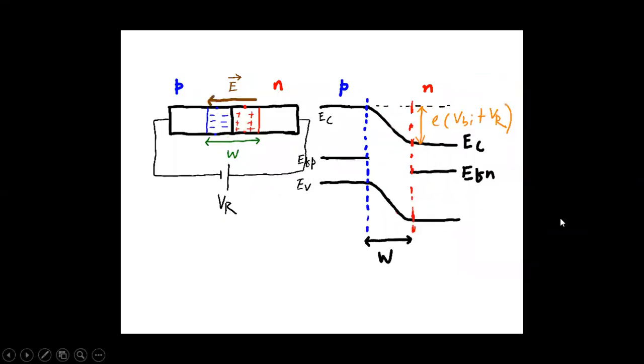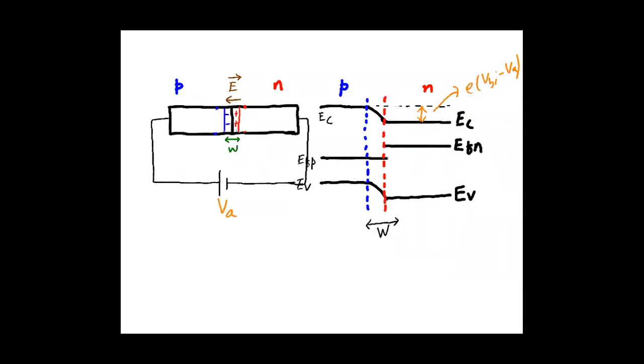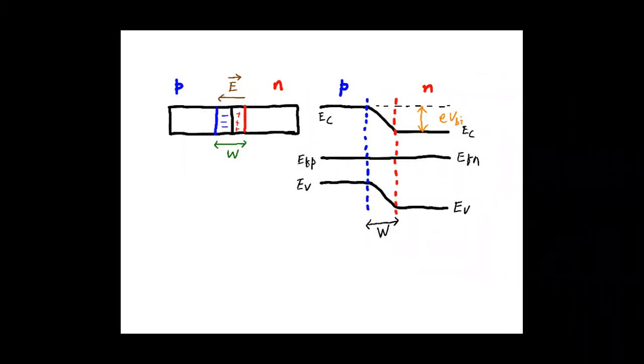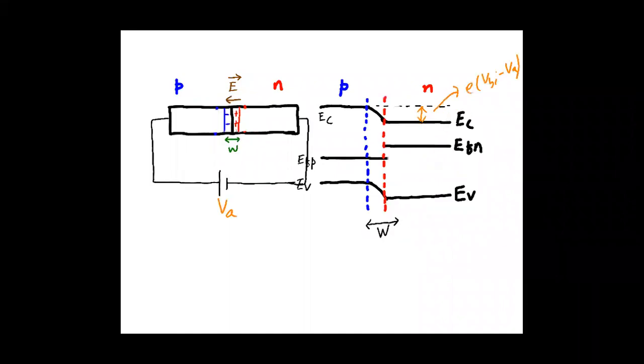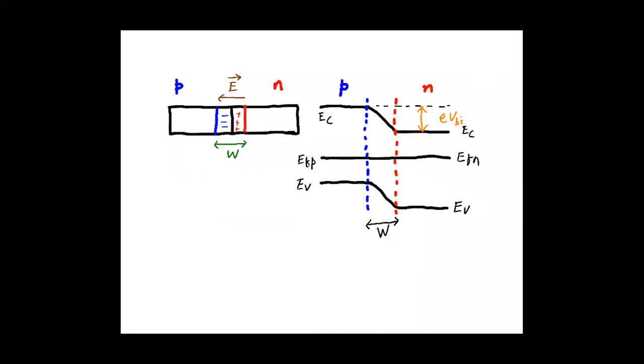Hello guys, today in this video we are going to discuss the charge flow in the PN junction. You can see how the energy band diagram, what happens to the structure of the energy band diagram, for different bias in a PN junction.